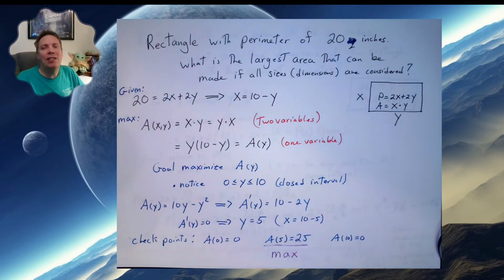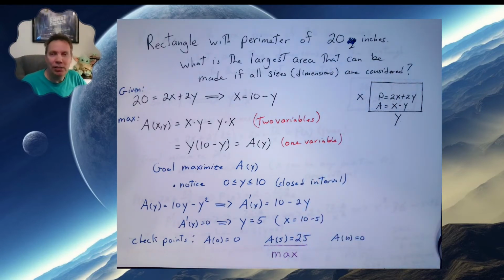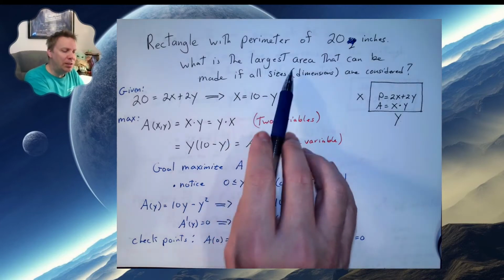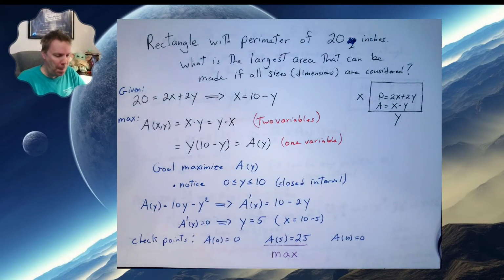Now there's lots of rectangles that have a perimeter of 20 inches. I could have a 1 by 9. I could have a 2 by 8, a 3 by 7. I could have a 7.5 by 2.5. Each one of those has a different area. What I want to find out is what's the largest area that can actually be made?